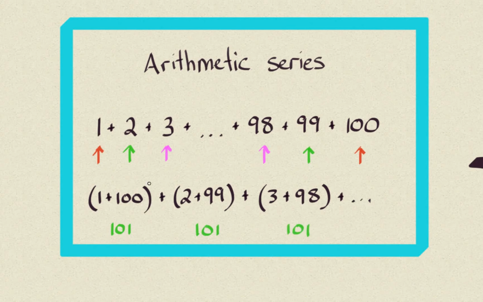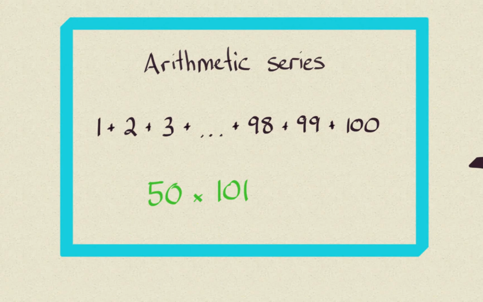So, how many of these parentheses or groups of 2 are there? Well, since there are 100 terms altogether, and we're splitting them into pairs, that means that there are 50 lots of 101, which is, you guessed it, 5,050. Pretty cool, hey? So, what's the link to arithmetic series?